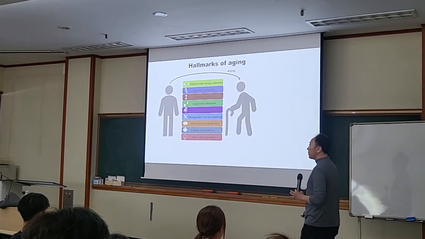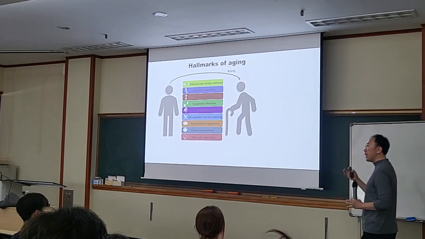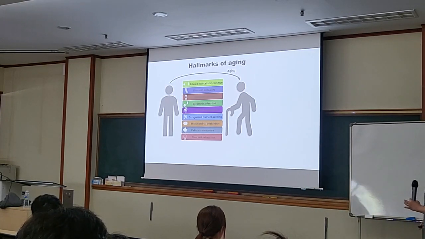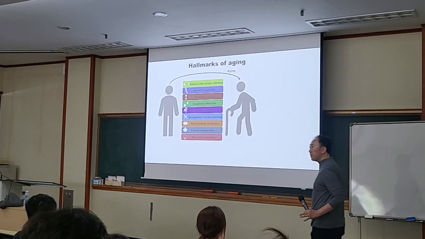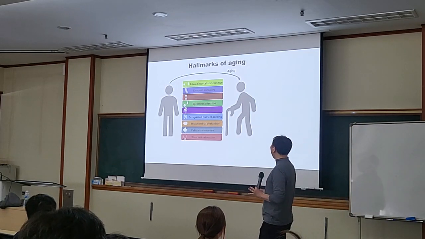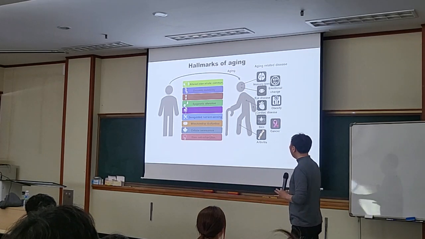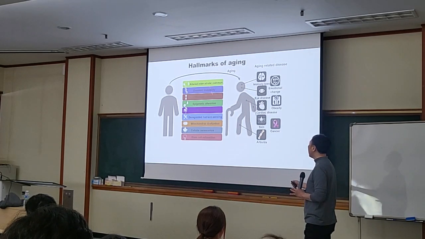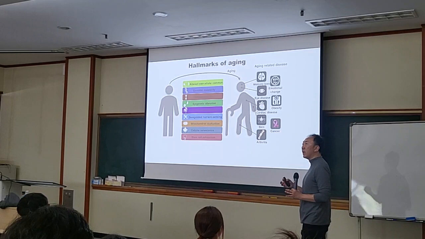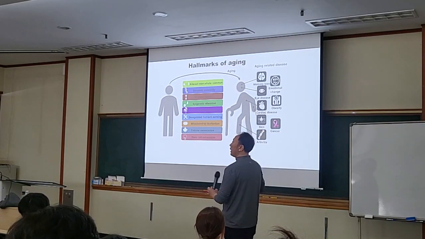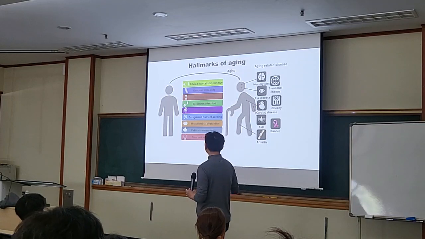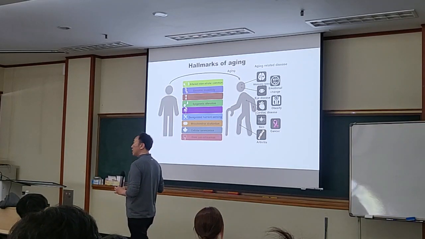And cellular senescence. It's not whole body level. Even a cell can get aging. You can define it. Stem cell exhaustion: stem cells decrease. Okay, now here, this is kind of a hallmark. If we see this kind of character, we say we are aging. Now that makes many problems in the body. So these are the age-related diseases.